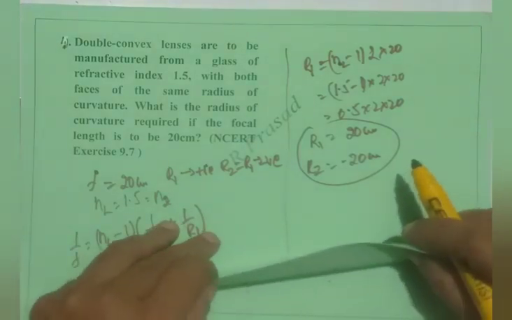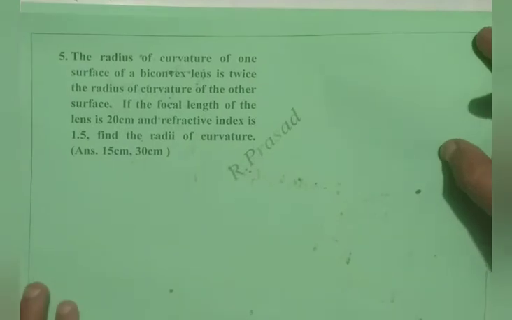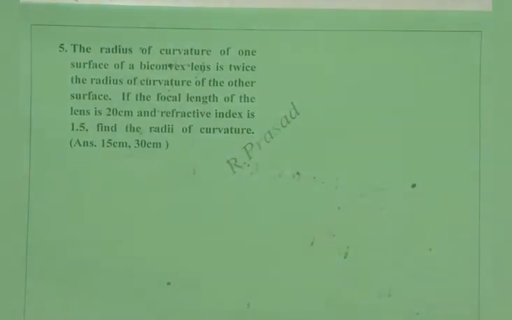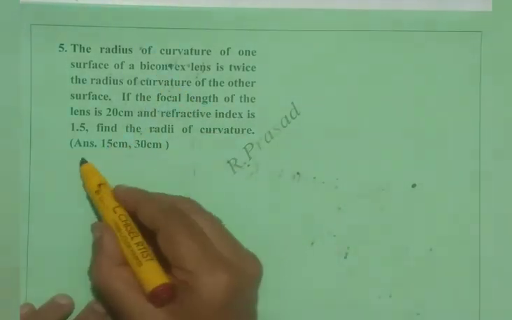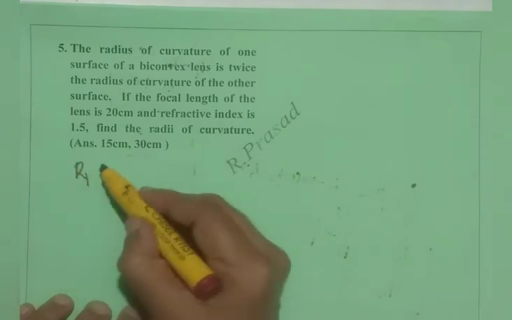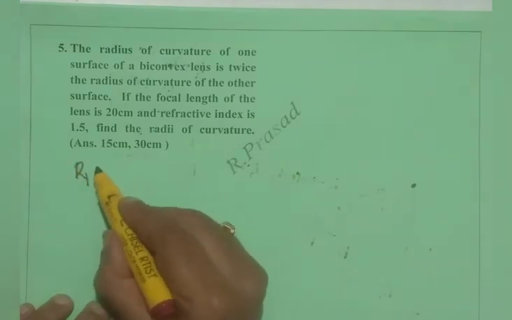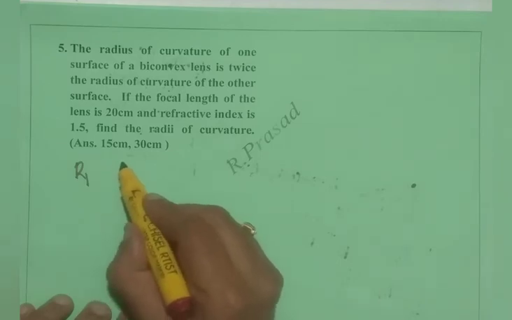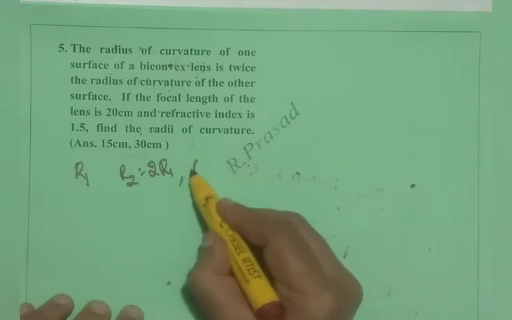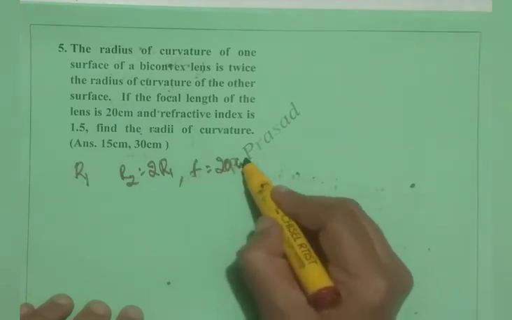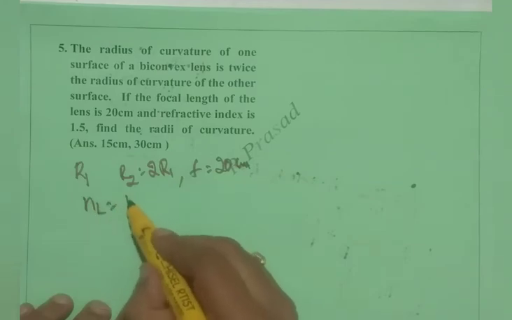Now we go for the next problem, the fifth problem. The radius of curvature of one surface of a biconvex lens is twice the radius of curvature of the other surface. The focal length of the lens is 20 and refractive index 1.5. Find the radii of curvature. Again, we write the given things: R1, R2 is given to be 2R1, and f is given to be 20 centimeter. NL is given to be 1.5.